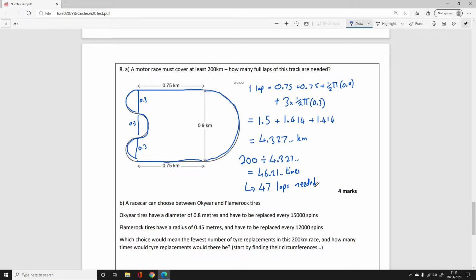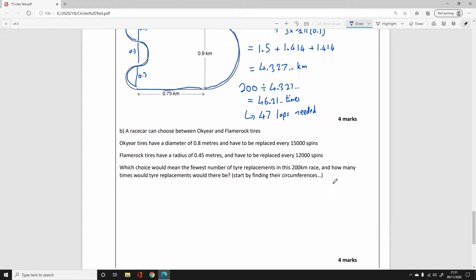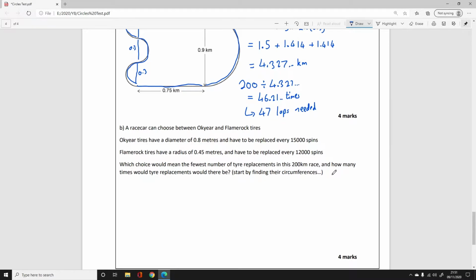Interesting question, that. Okay, and then we have a little bit of a price comparison. So we've got OK Year, 0.8 meters, and replaced every 15,000 spins, and Flame Rock, radius of 0.45, replaced every 12,000 spins. So what we need to know is how many times the tyres need to get replaced during one of these races. Now one of these races is obviously 200 kilometers. And this is quite similar to a question we had over the page where it was like, find how many times it spins round. So let's do OK first.